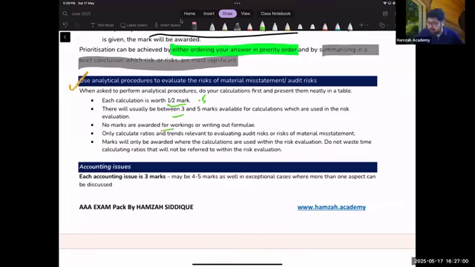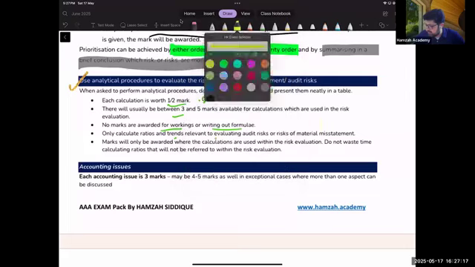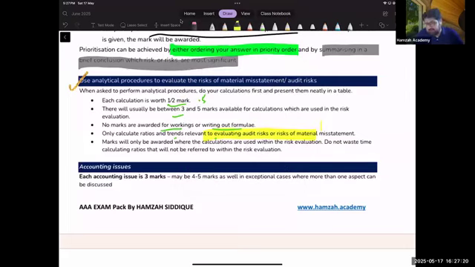No marks are awarded for working or writing formulas. Simple, calculate and give. You do not have to show calculations. And use those calculations to evaluate audit risks. This is the task basically. And one more thing. Some students think we have done calculations, we have written the ratios, we should get marks. No, you will not get. Marks will only be awarded when they are applied.